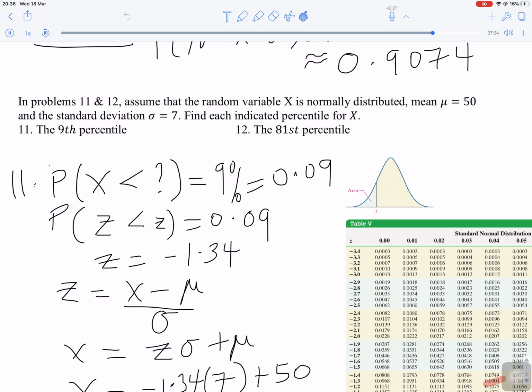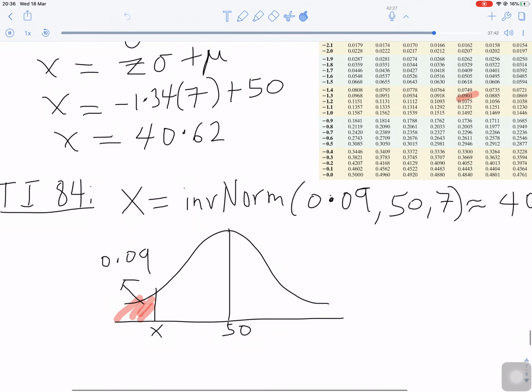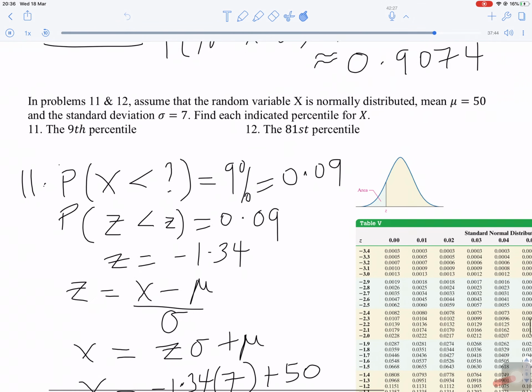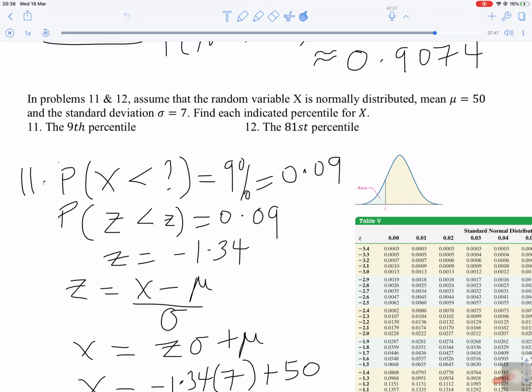So I kind of did my sketch, right? Now, the first question says the 9th percentile. The 9th percentile is 9%, the first 9%. So in other words, 9% to the left of x. So the area to the left of x is 9%, which is 0.09. Now we are being asked to find that x.